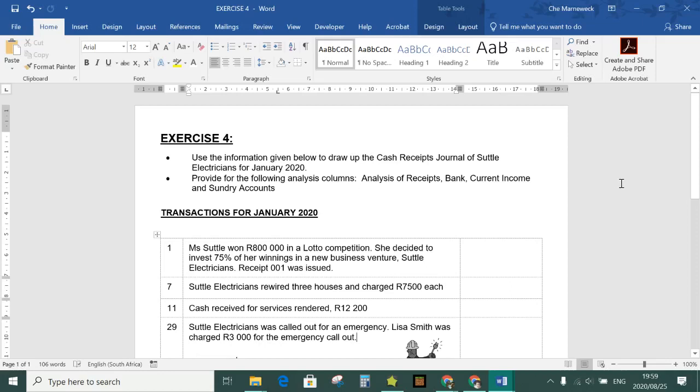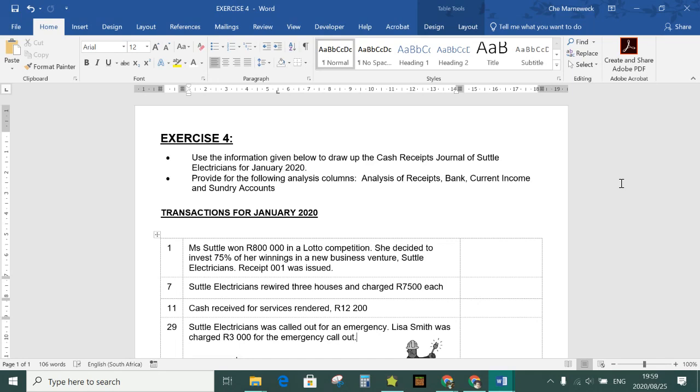Hi, so today we're going to be looking at recording the fourth exercise in our journals. And if we look at the first bullet point, it tells us that we are going to draw up the cash receipts journal. So we know automatically that the business will be receiving money. That's what we're looking out for.